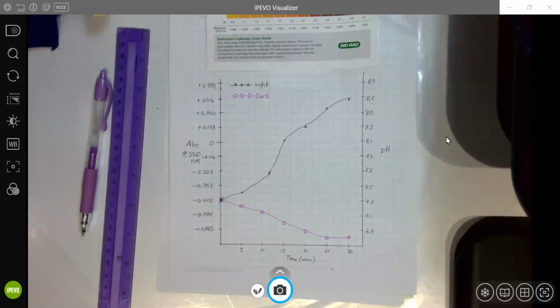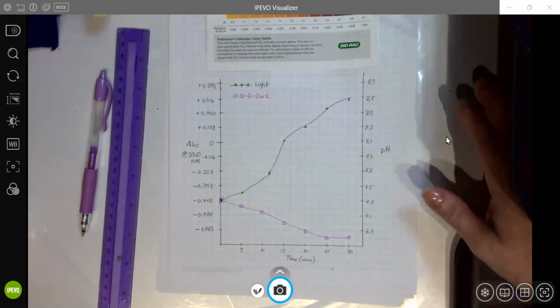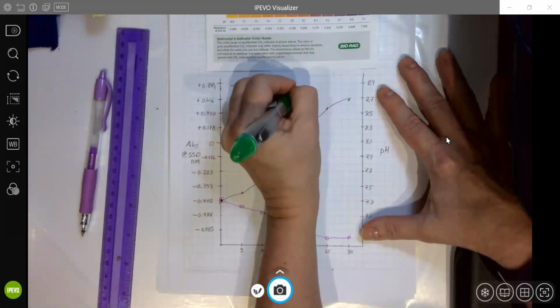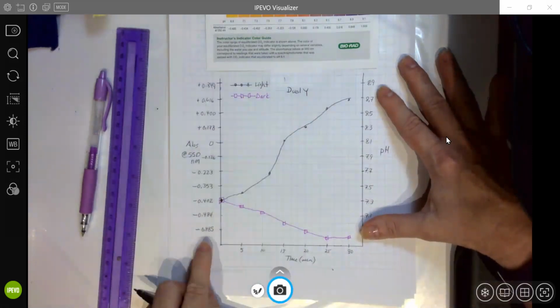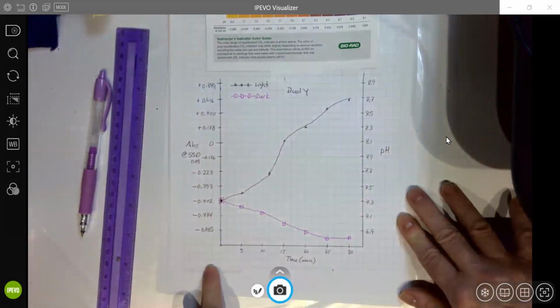Now, for the AP Bio exam and for this course, there are probably 6 or 7 different kinds of graphs that you absolutely must know how to do and how to interpret. And this is one of them. This is what's called a dual y graph because it has 2 y-axes and 1 x-axis.